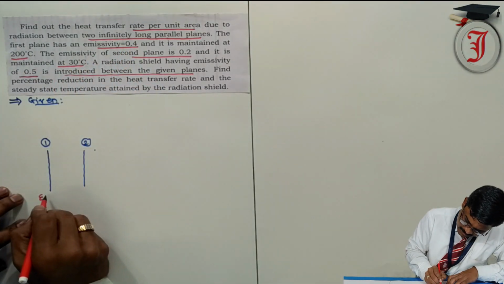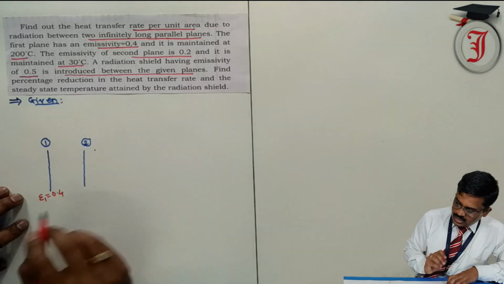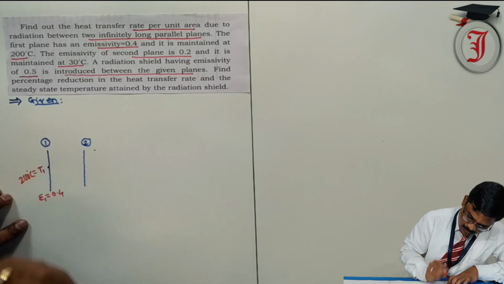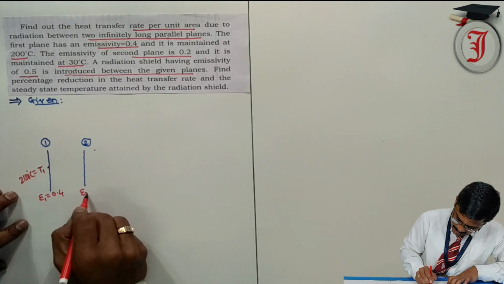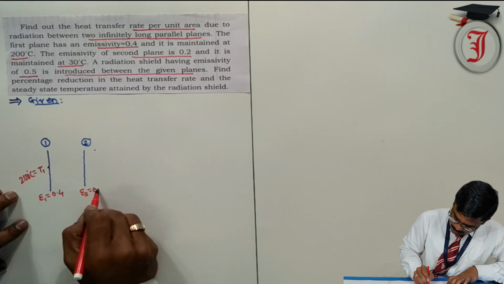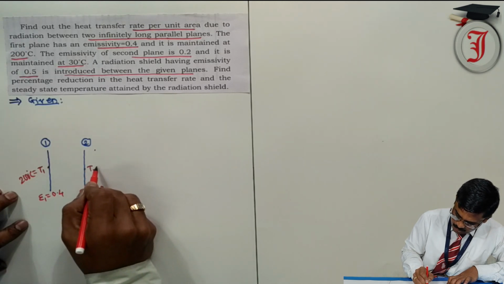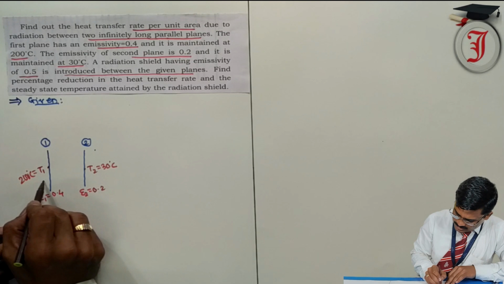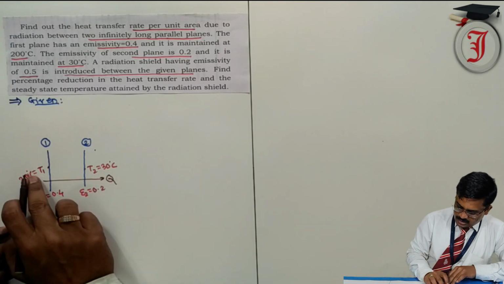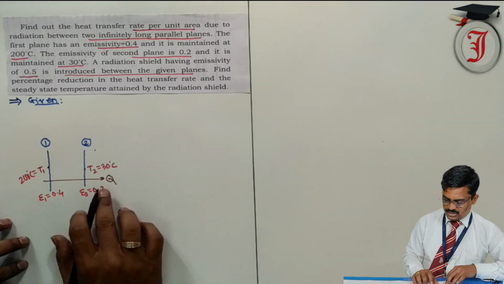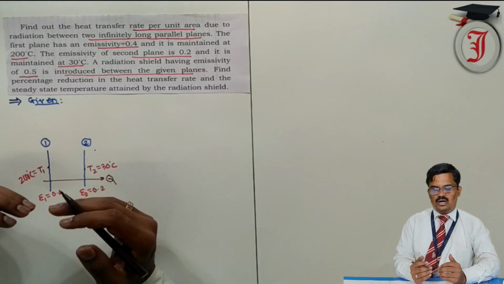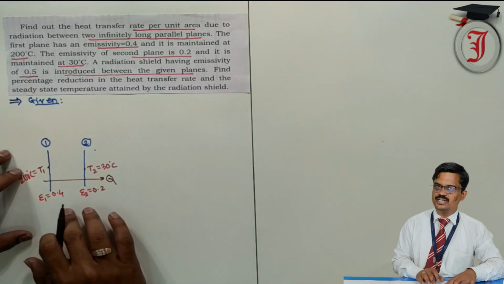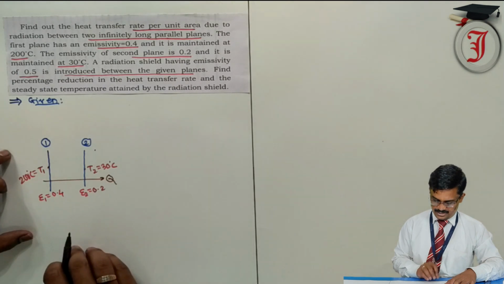Emissivity of the first, let us consider epsilon 1, is 0.4 and it is maintained at a temperature T1 equal to 200 degrees Celsius. The second plate has emissivity 0.2 and is at a temperature T2 equal to 30 degrees Celsius. Due to this, heat transfer takes place because plate 1 is at a higher temperature than T2. We have to calculate the rate of heat transfer for this situation, as well as when the shield is inserted, we have to also calculate the rate of heat transfer.